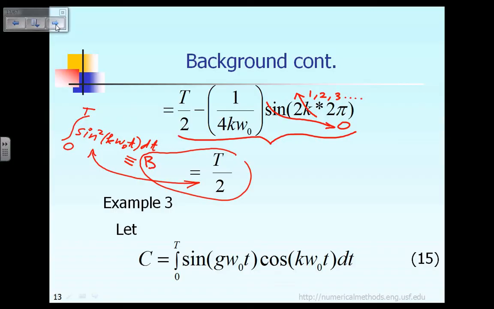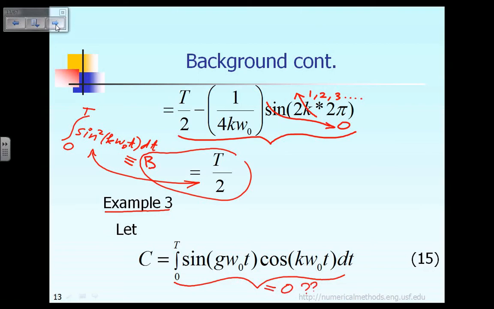The next example, number 3. We are supposed to try to prove to you that the integral of the function sine g omega naught t times cos k omega naught t is equal to 0. We're supposed to prove that because this is the equation that I stated to you earlier.